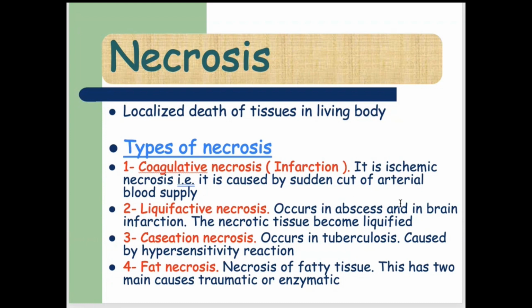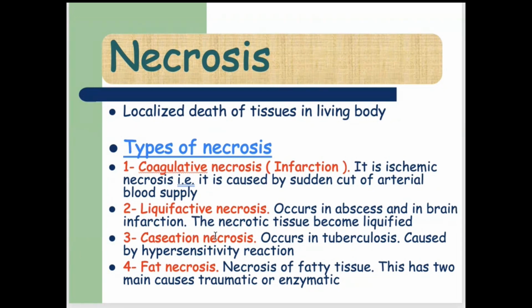This happens in abscess and in the brain. Why in the brain? Because the brain has a lot of lipid tissue, a lot of fat. So whenever there's necrosis in the brain, it becomes oil and it gets liquefied. Liquefactive necrosis also occurs in an abscess. An abscess means a localized collection of pus due to bacterial infection, and that causes liquefaction because of neutrophils and so on. Pus formation is also liquefactive necrosis. And the brain, because there's a lot of fat in the brain.